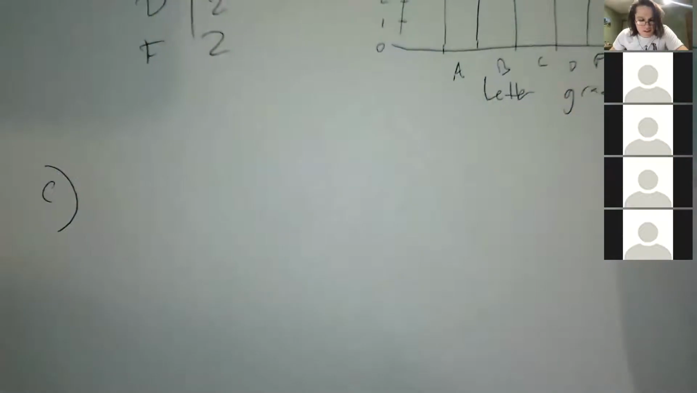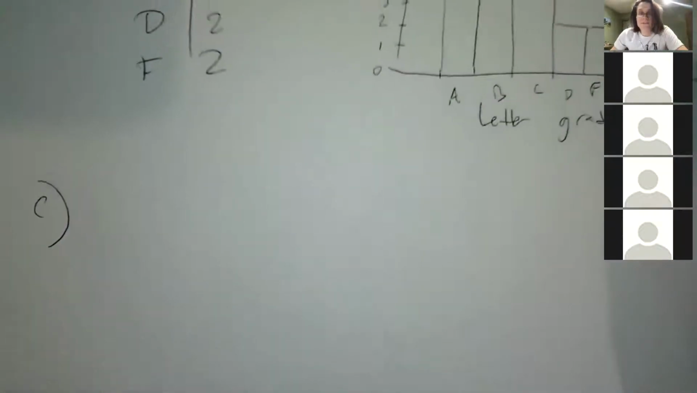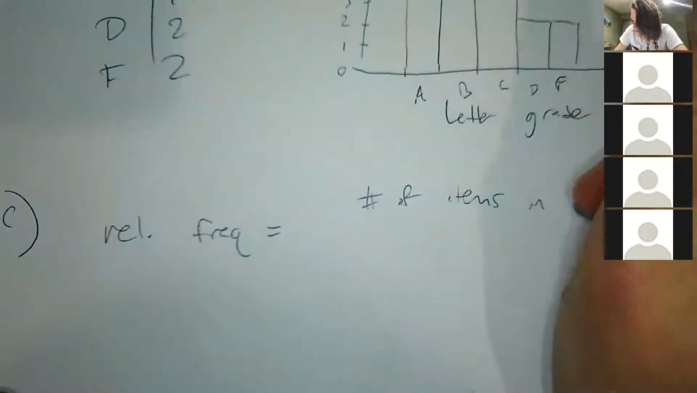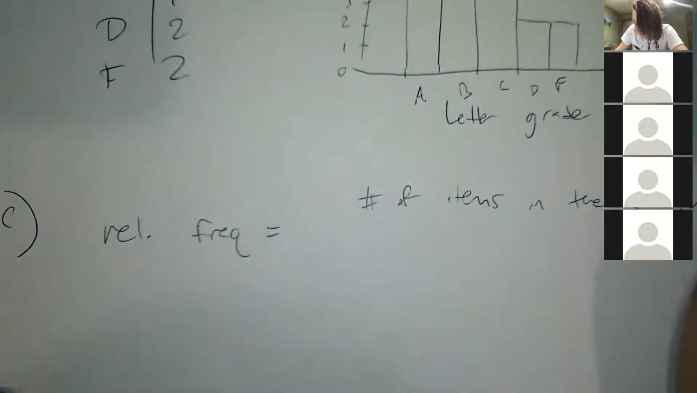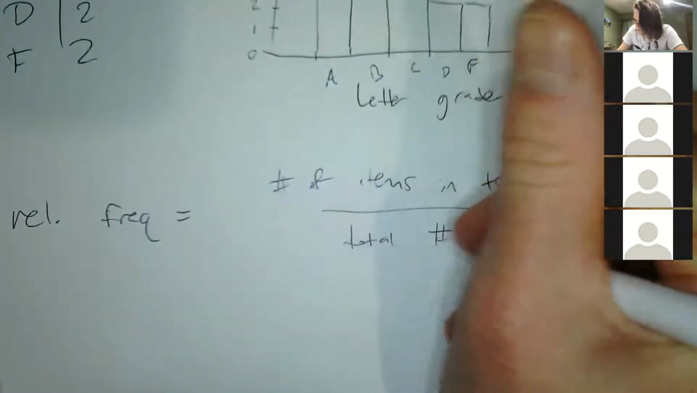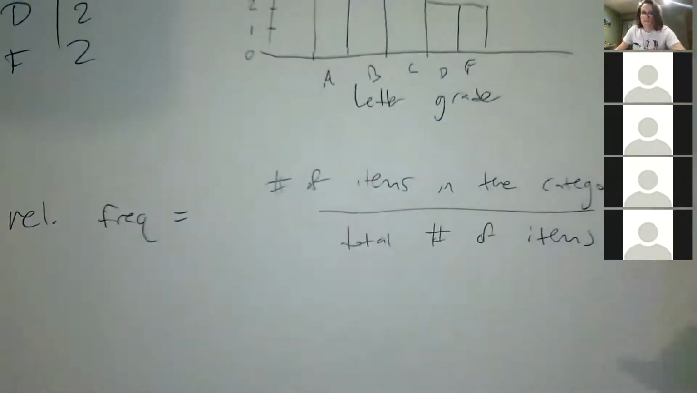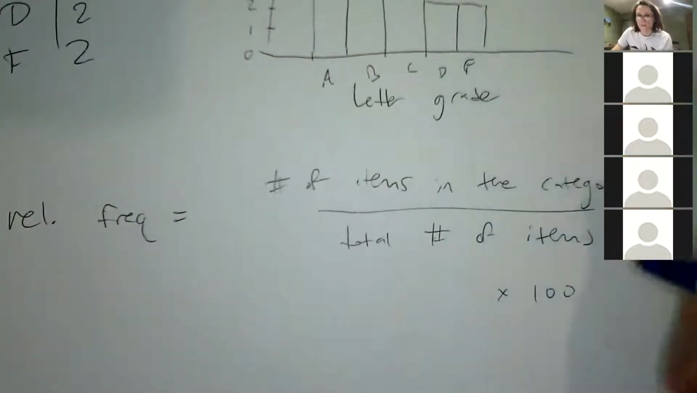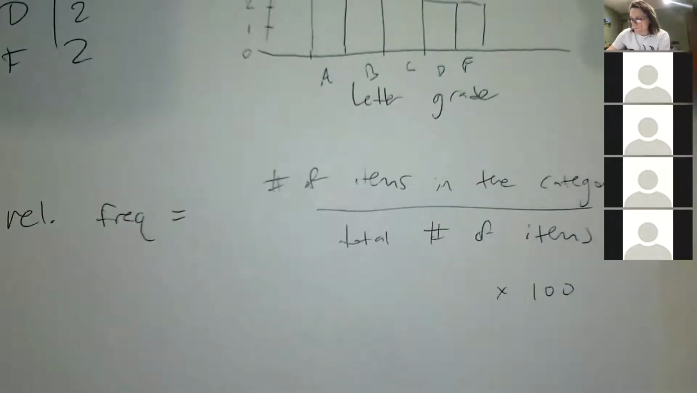For C, it says compute the relative frequency of each grade. So remember, the relative frequency equals the number of items in the category over the total number of items. It's just a percentage. In this case, it will be a decimal, but you can times it by 100 to make it into a percentage. We've talked about percents. It's part over the whole. And so that's just relative frequency.